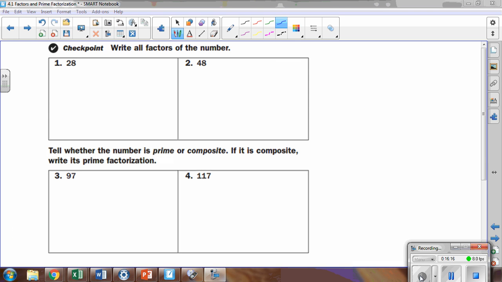Now continuing these. What are the factors of 28? Starting with the most obvious ones, we know that we'd have 1 times 28. 2 times 14 will work. 7 times 4 will work. That's it. We have our list of factors. What about 48? Of course, we'd have 1 times 48. 2 times 24.